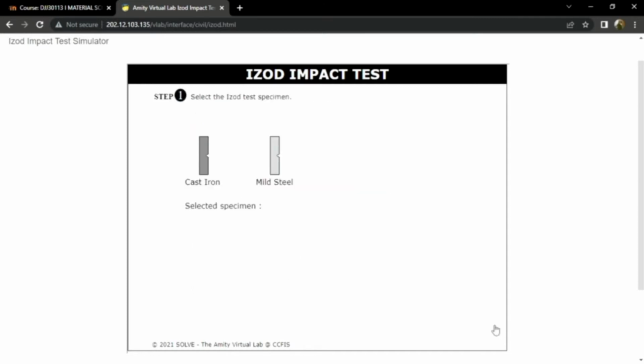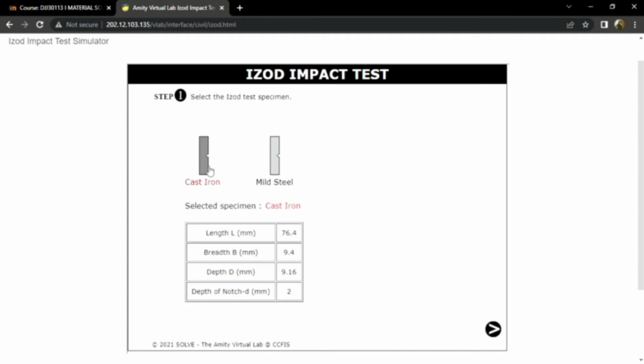So for the first step, we should choose the Izod test specimen. So I will choose cast iron. The length of this cast iron is 76.4, the breadth is 9.4, depth is 9.16, and depth of notch D is 2.